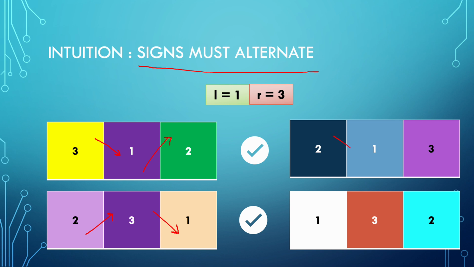Now from 2 to 1 there's a downward move, and from 1 to 3 there's an upward move. So this is also allowed. From 1 to 3 we go up, and from 3 to 2 we go down. So up and down is also allowed. So these are allowed moves.